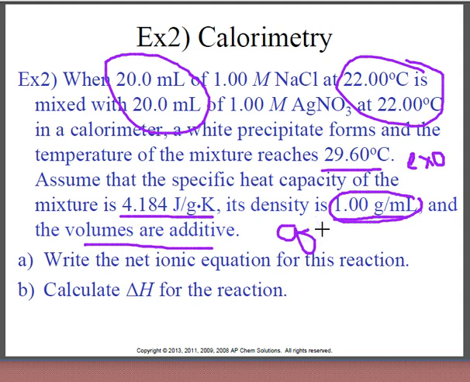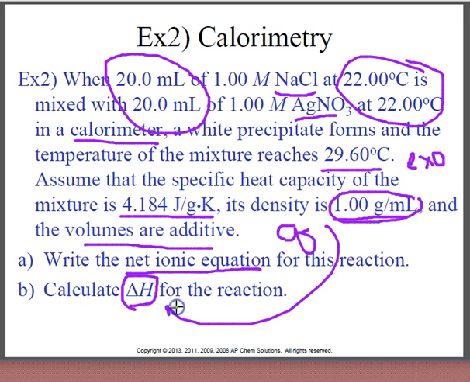But that's not what they ask us to do first. They first want us to write the net ionic equation. I love the way they just keep getting us to review things that we've learned before. What is the net ionic equation for sodium chloride and silver nitrate? So we'll look at that. And then they want us to calculate delta H. Notice they're not asking me to find Q. But I know I need to find Q if I'm doing a calorimetry experiment. Anytime you see this calorimeter word, you've got to think Q. So there's got to be a way to get from Q to delta H. So we'll look at that.